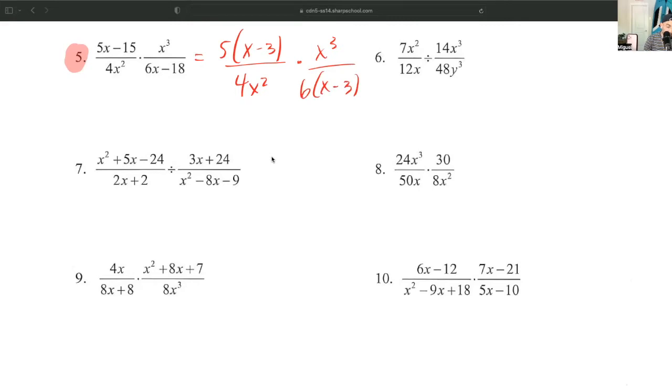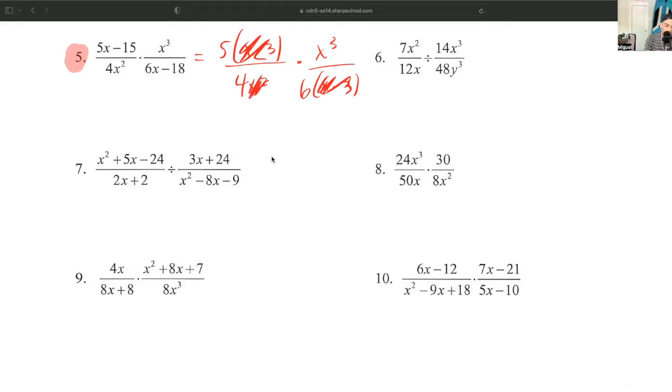My apologies. Had I not done that, I would not have seen that the x minus 3's cancel out. So that leaves me with x minus 3. x minus 3 goes away. What else goes away? We have an x cubed on top and an x squared on the bottom.